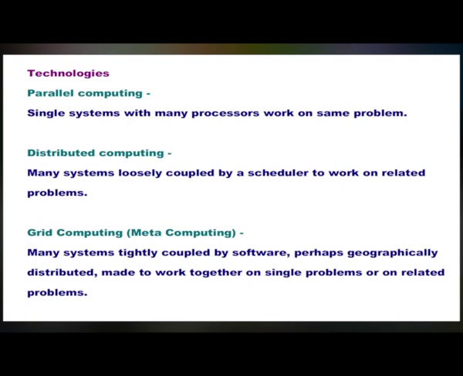As we have got an idea of the concepts in parallel data mining, we will look into the technologies. The first one is parallel computing. Single systems with many processors work on the same problem. But in distributed computing, many systems loosely coupled by a scheduler work on related problems. Then we will see what grid computing is. Here, many systems are tightly coupled by software, perhaps geographically distributed, and are made to work together on single problems or on related problems. Now, let us see the properties of algorithms for association discovery.